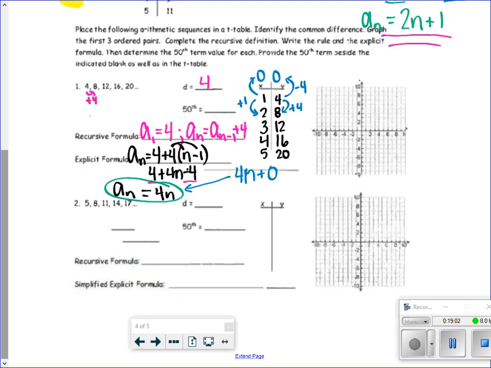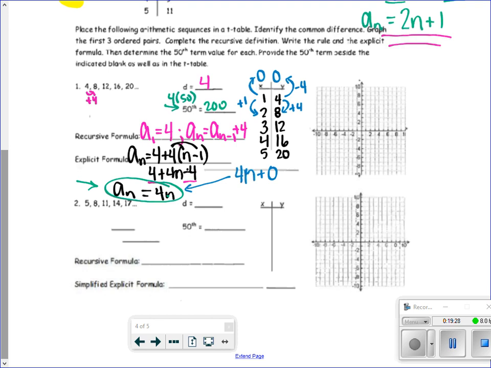So let's try that again. Actually, before we do that again, we're going to fill in the rest of this part for number 1. So how this is now helpful. Getting the 50th term, this is the equation, that simplified explicit rule is what we use to get the 50th term. That'd be plugging in a 50 for n. So 4 times 50, which is 200.